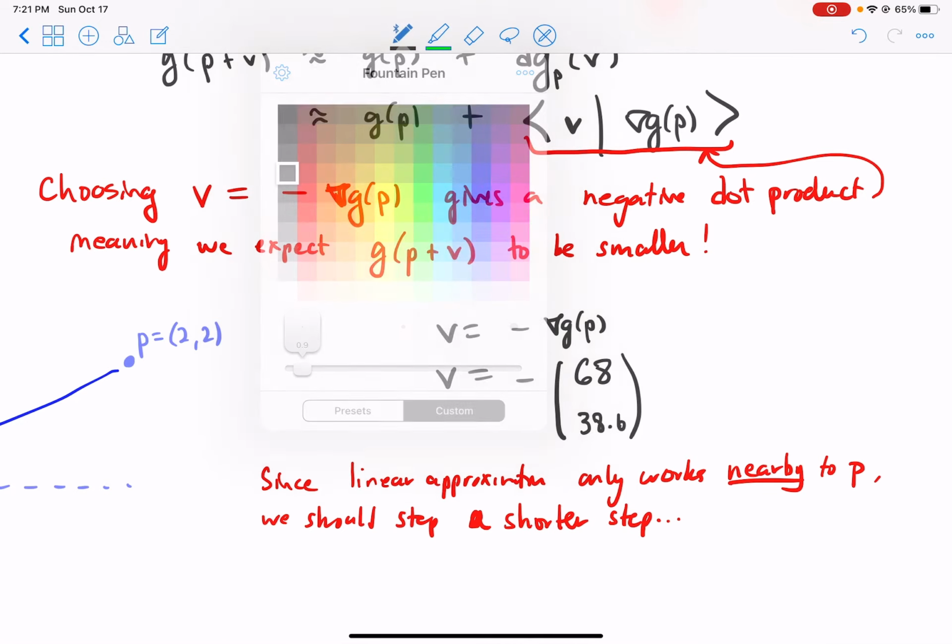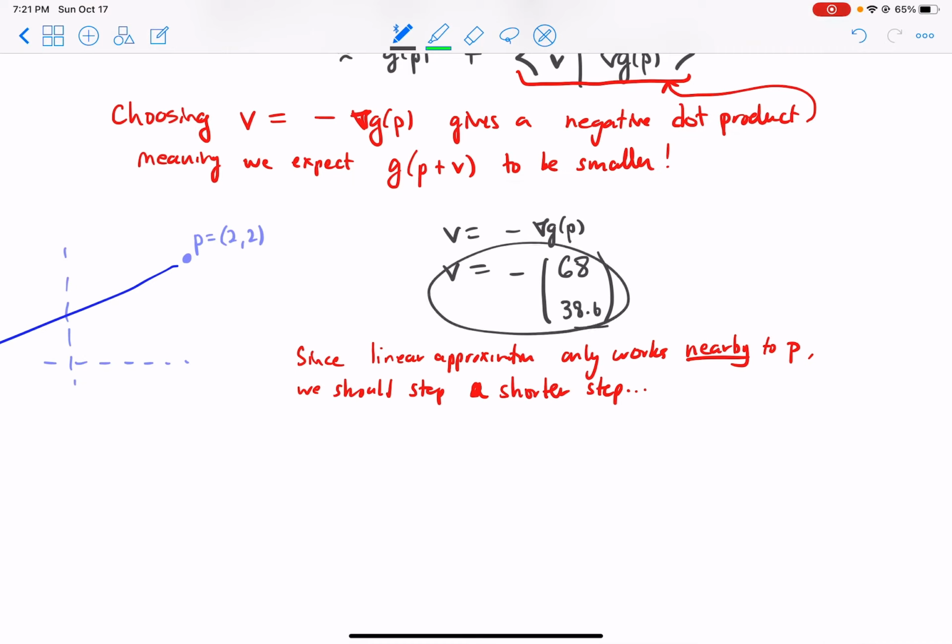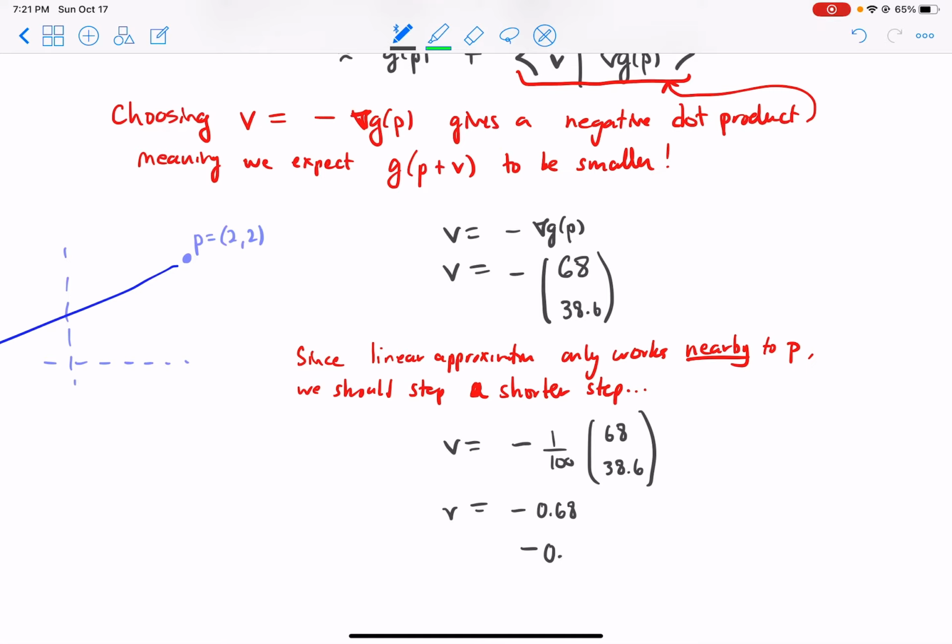In formulas, that means we don't take v to be negative the gradient. We take v to be negative, how about 1/100th the gradient? Just a very short step in the same direction as the gradient, but only 100th of its length. Okay, and so what is that? That means we're taking v to be negative 0.68 and negative 0.386. Okay, so that's our step.